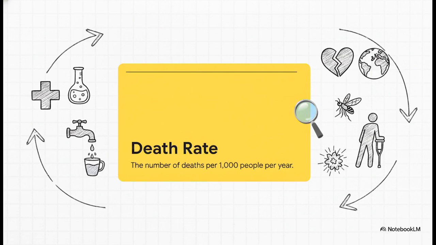On the flip side, you have the death rate, the number of deaths per 1,000 people per year. The death rate naturally drops in developed countries thanks to incredible advances in medicine, public health, and basic sanitation, like clean drinking water. But if you spot a distinctly high death rate in a region, it's usually a tragic indicator of poor healthcare infrastructure, rampant disease, or even war.